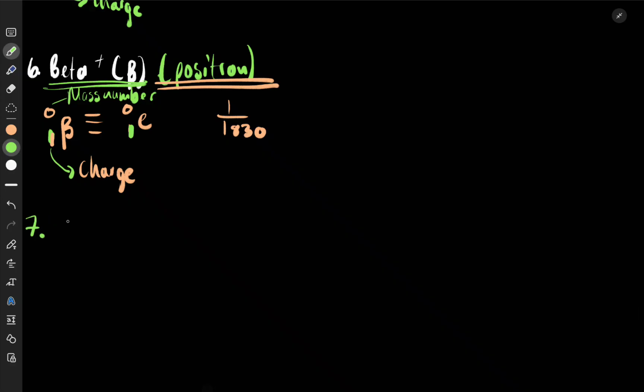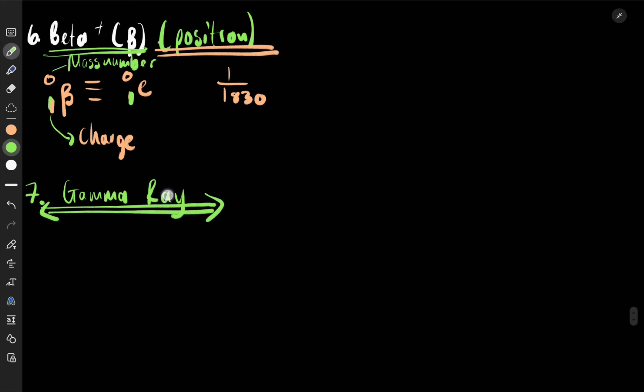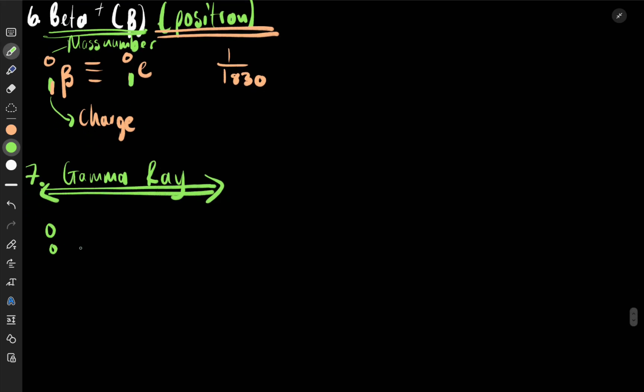Number 7, the last one, is going to be your gamma ray. This is the only one that is not a particle. It's a ray, like a ray of light. We represent it as 0, 0, then we show gamma like that. This is gamma, 0, 0. It has no mass, no charge. Charge is 0. No proton, nothing. But it has a lot of energy.